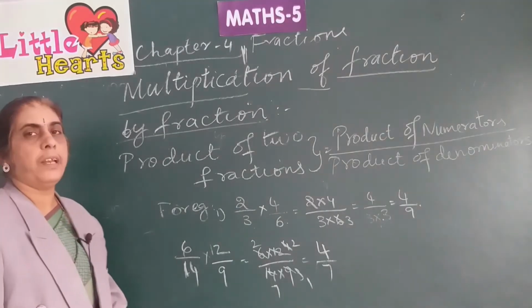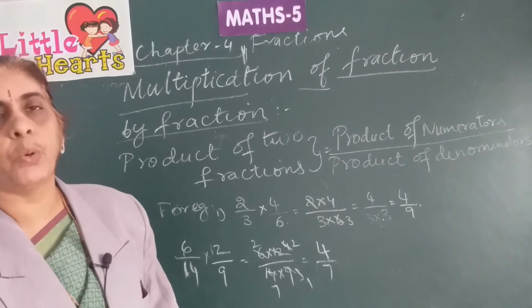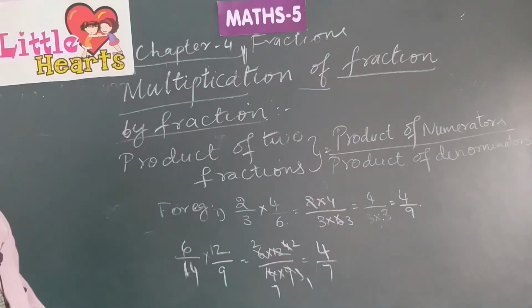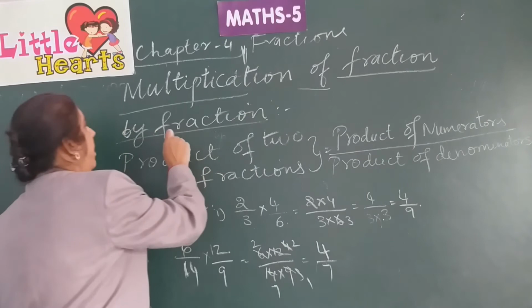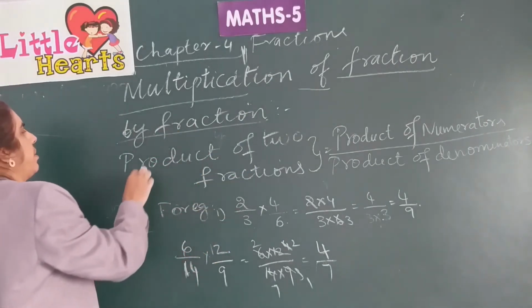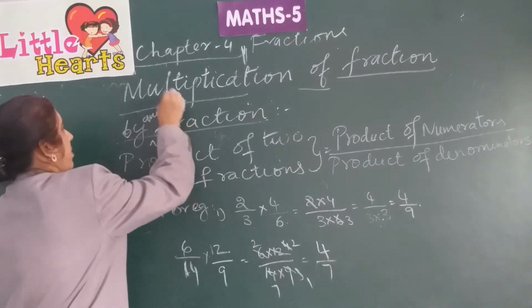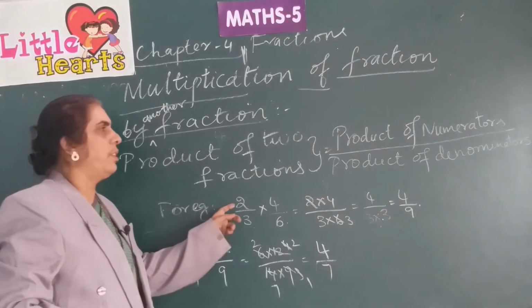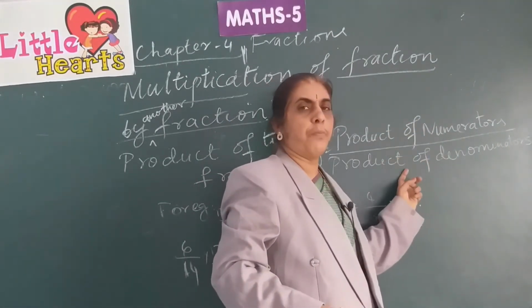Yes, children, until now we have learnt multiplication of a fraction by a whole number. Now we shall multiply a fraction with another fraction. Multiplication of a fraction by another fraction. The product of two fractions is equal to the product of the numerators divided by the product of the denominators.